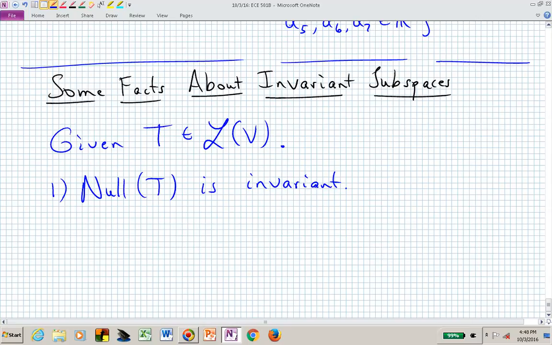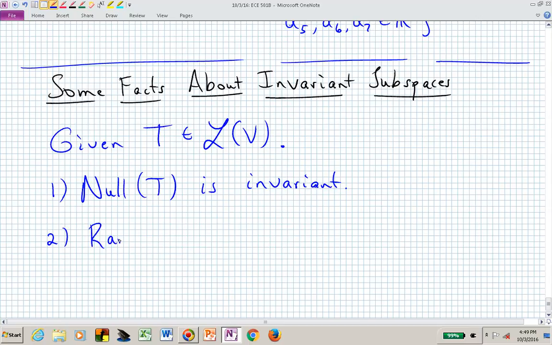What does that mean? If I give you a vector x that's in the null space of T, and I apply T to that vector, what happens? You get back to 0, which is in the null space, so that x stays in the null space of T. So that null space is an invariant subspace.